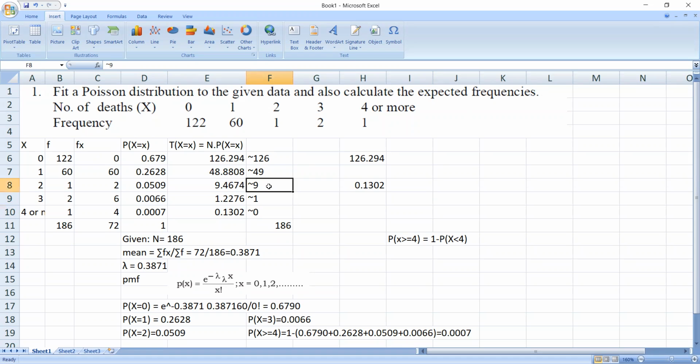9.4 is the number which could be approximated to 10, so that the total becomes 186. Okay, so these adjustments you have to look at and make. You can take the last one also as 1, that can be done. You can have frequencies 126, 49, 911, that is also fine. But 9.46, 0.46 is very near to 0.5 compared to 0.13. So we'll approximate 9.46 to 10 rather than approximating 0.13 to 1.